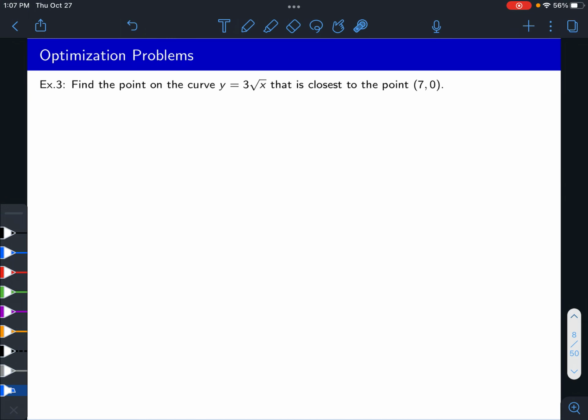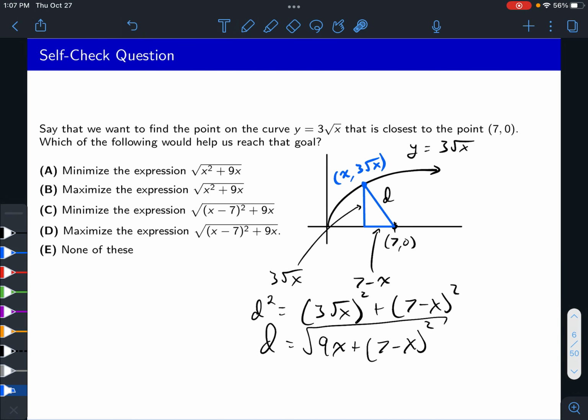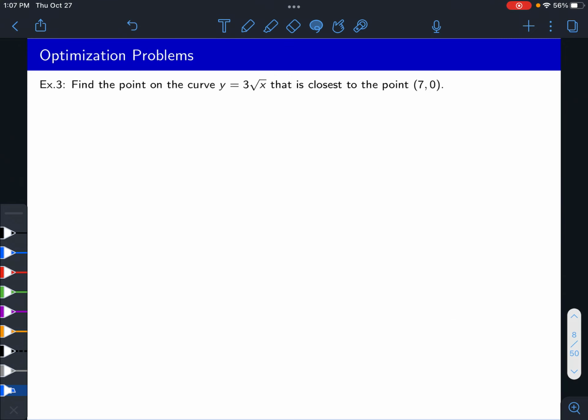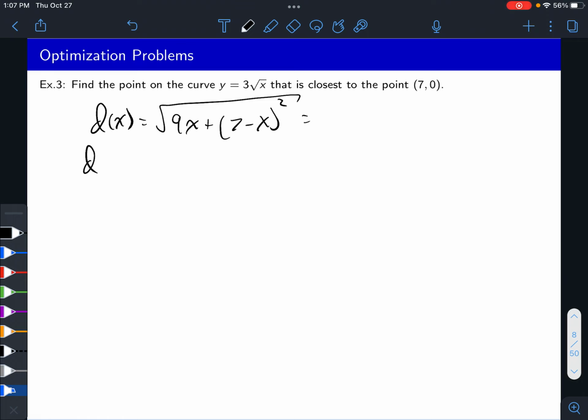All right, so let's actually do it now. I'm just going to copy this over so that I don't have to do as much work. Great. So this is our distance function. I could call this d of x if I really wanted to. It doesn't really matter that much, but I'll do it. And I could also just write this as (9x plus (7 minus x) squared) to the 1/2 power. And so we now need to take derivatives, find critical points, and so on.